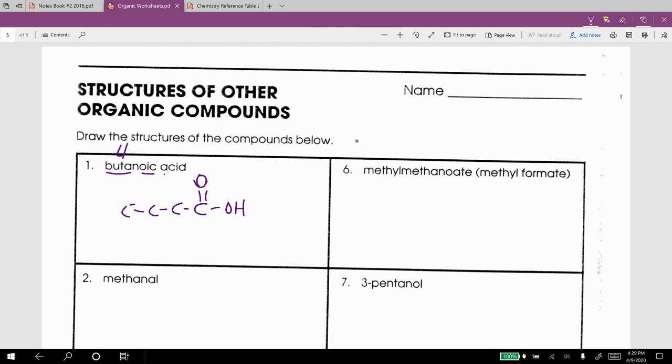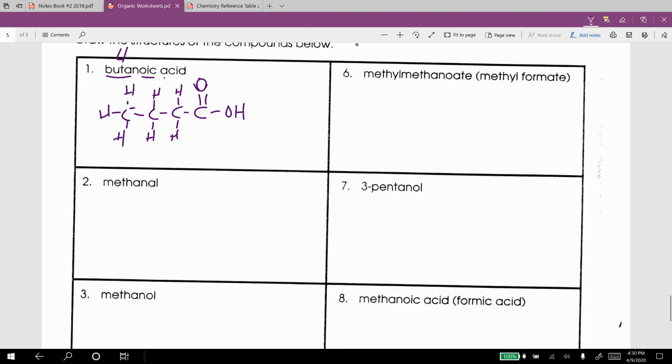Don't forget, every organic compound, carbon has to have 4 bonds. So then this one has to have 4 bonds. This one still needs 2. This one has 2. It needs 2 more. This carbon has 1, 2, 3, 4, and we're all set. Let's go on to the next one.